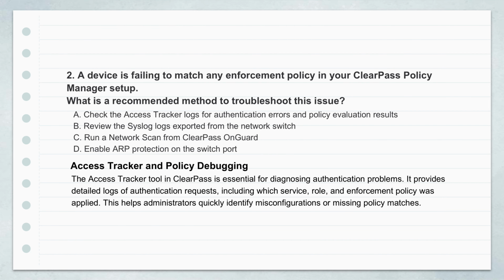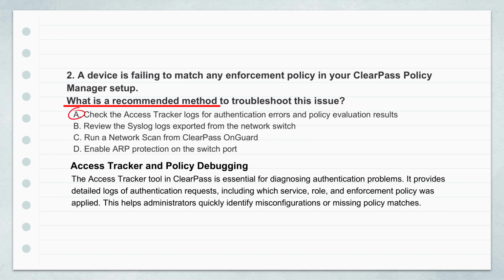All right, moving on, let's talk troubleshooting. Scenario. A device connects, everything seems okay physically, but it just doesn't get the right network access. It's failing to match any ClearPass enforcement policy. Yes, a common headache. Where's the first place you'd look to figure out why? The source points to A, and frankly, it's where you should always start. Check the Access Tracker logs in ClearPass. Access Tracker. Sounds like the place to be. What makes it so vital for these kinds of policy issues?